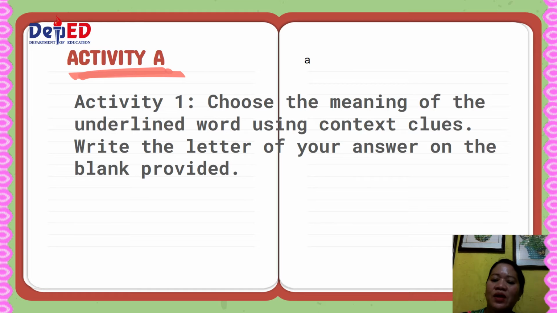You were able to understand our lesson on context clues. This time, we shall have an activity. I want you to bring out your learner's activity sheet and let's answer activity number 1. For activity number 1, choose the meaning of the underlined word using context clues. Write the letter of your answer on the blank provided. Are you ready? Let's start.